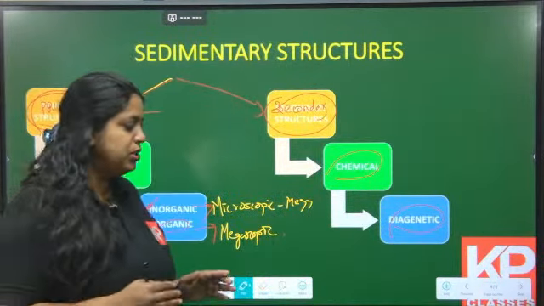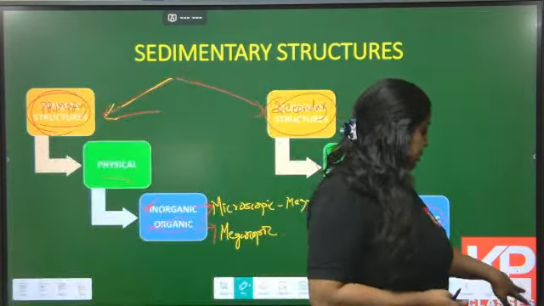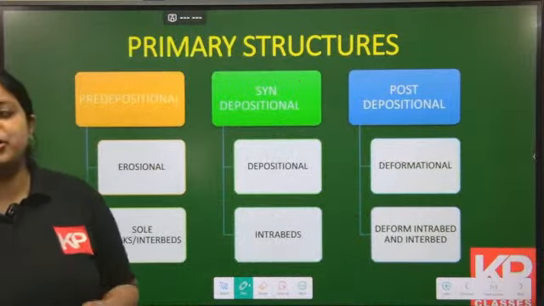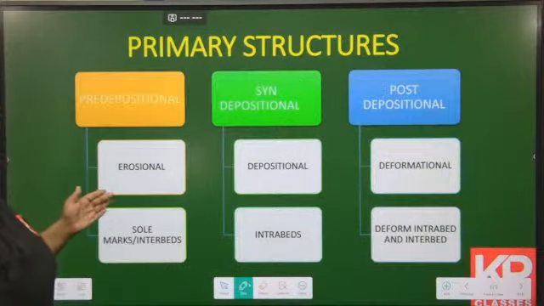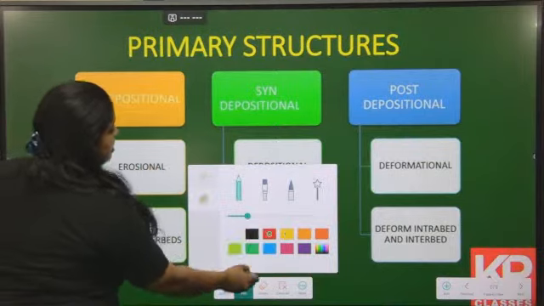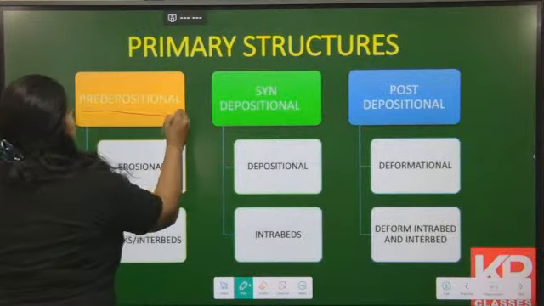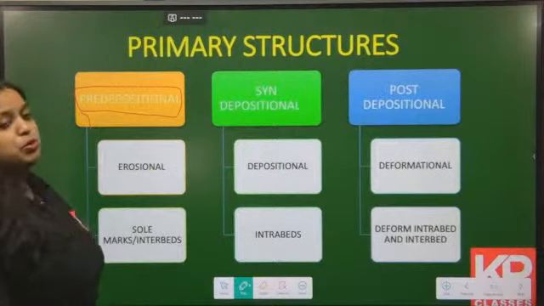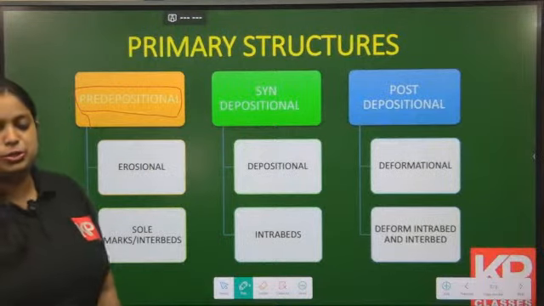Now, when it comes to the primary sedimentary structure in detail, we can divide it into three different types on the basis of the time of their formation. A primary sedimentary structure which formed before the deposition of the rock is called a pre-depositional sedimentary structure.